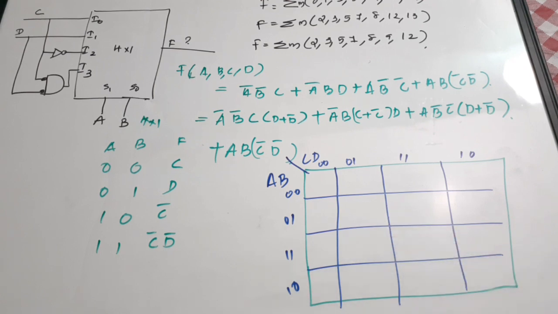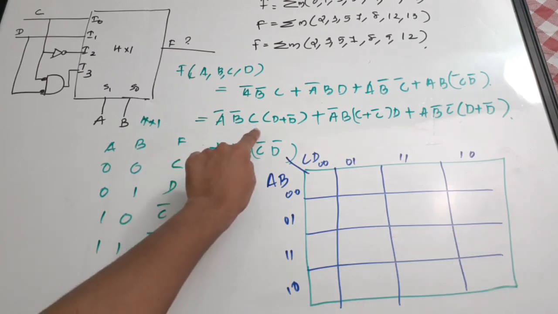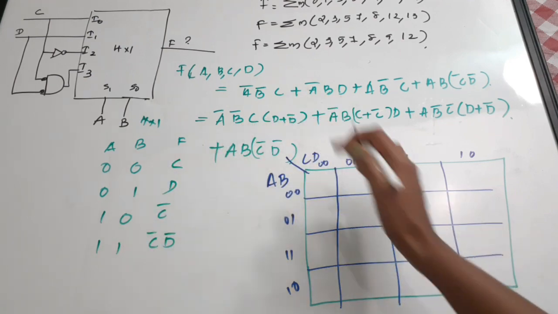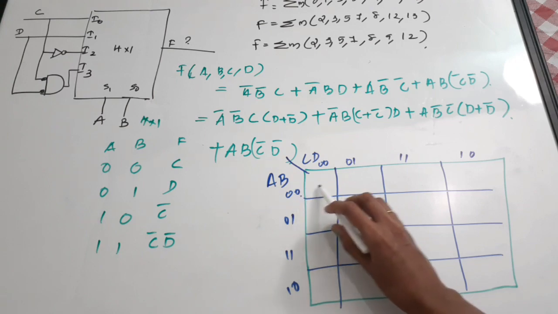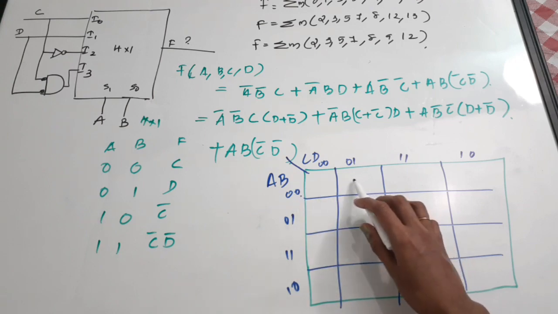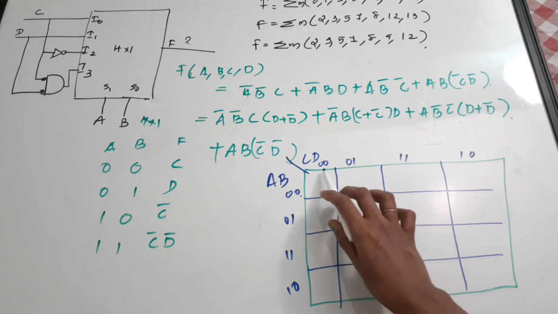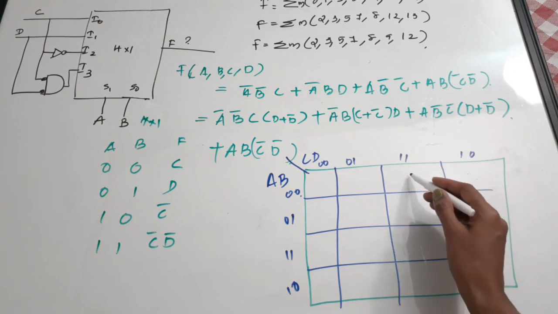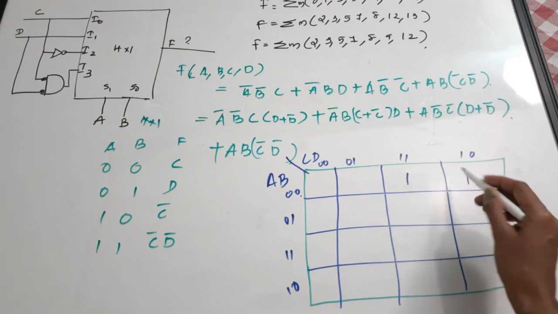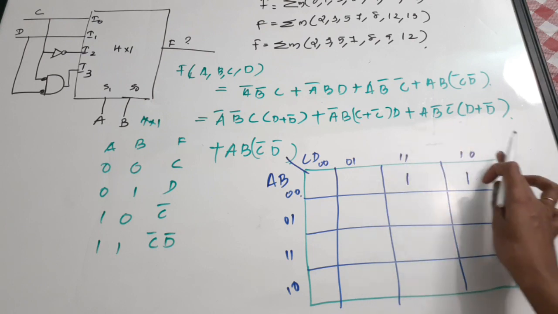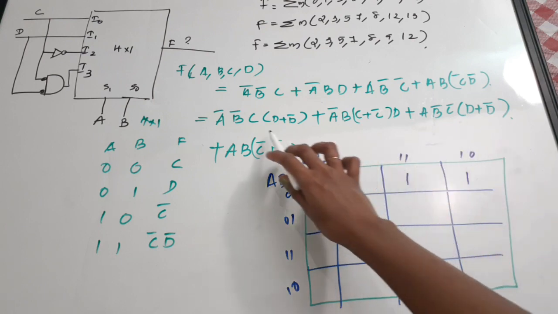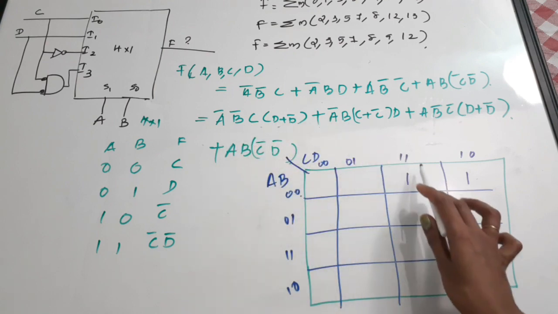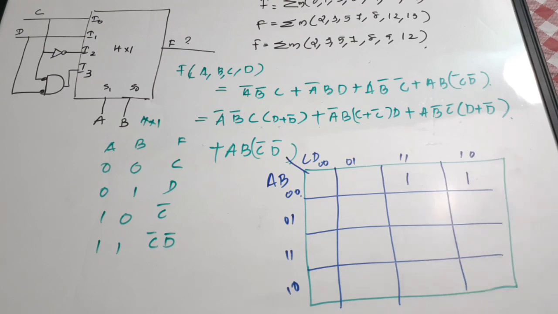So the first term we'll try to put in the K-map: A bar, B bar, C, then D plus D bar. So where is A bar, B bar, C? This is A bar, B bar. Then where is C? C is here. So the ones are here and here because D plus D bar, both of these we are taking. That is, we are taking A bar, B bar, C D and A bar, B bar, C D bar. So we have to put a one here and here.